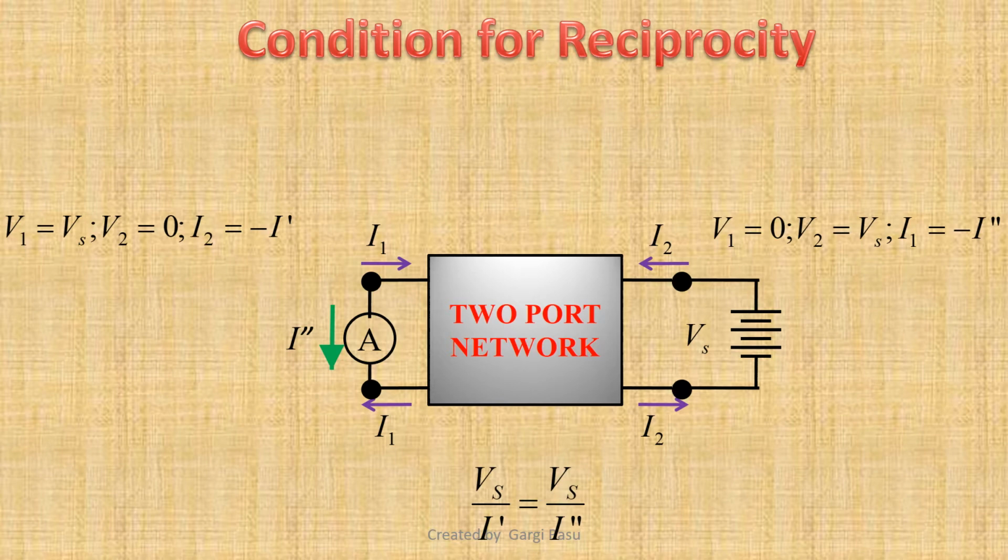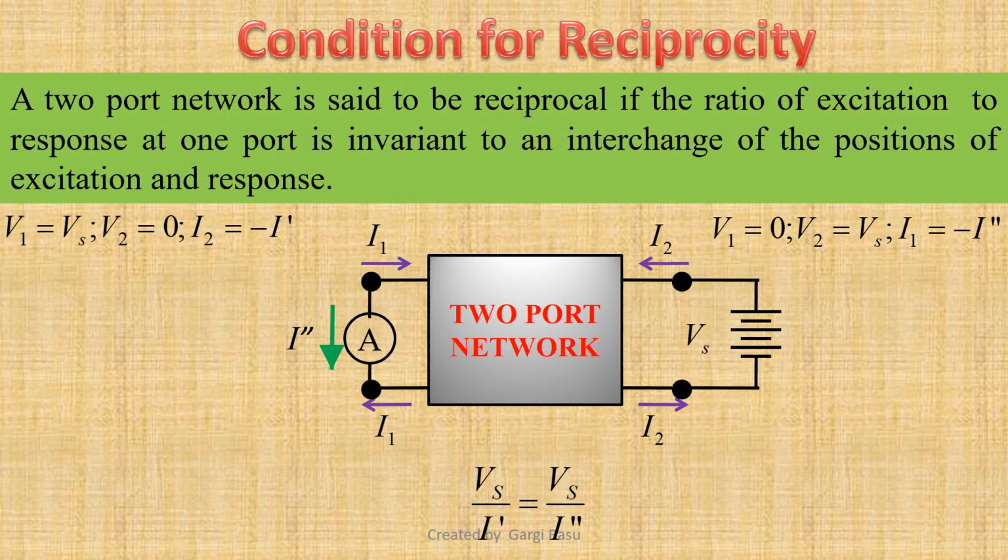Therefore, we can conclude that a two-port network is said to be reciprocal if the ratio of excitation to response at one port is invariant to an interchange of the positions of excitation and response. This equality gives us I dash equals I double dash.